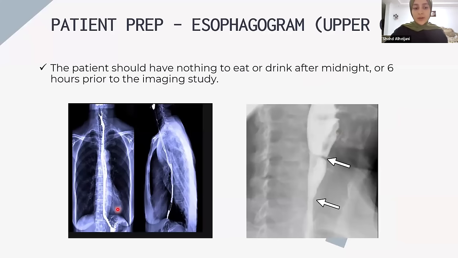Now this is the esophagogram. So basically you take the contrast, you swallow it, and then you check the esophagus. You can screen if there is any stricture, if there is any bulging, if there is anything going on like obstruction. So for example here, you can see there's a line.